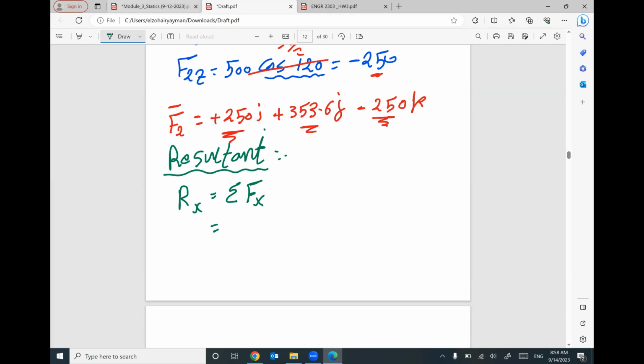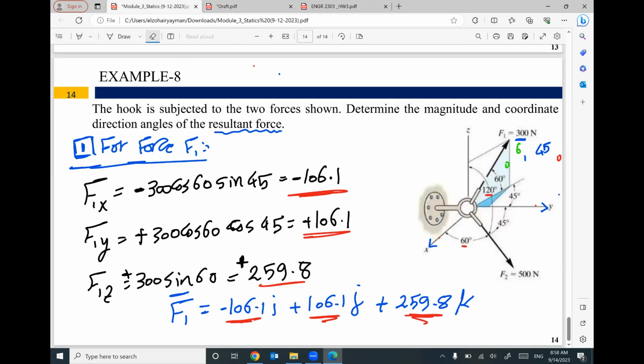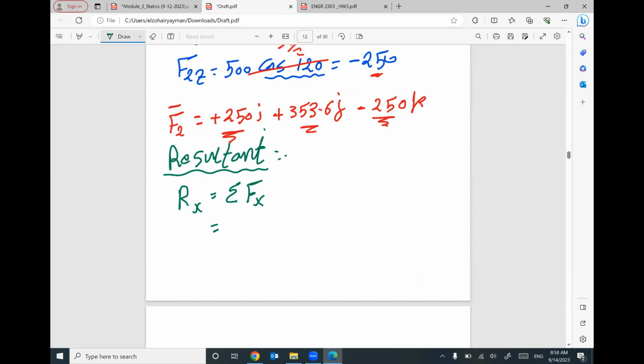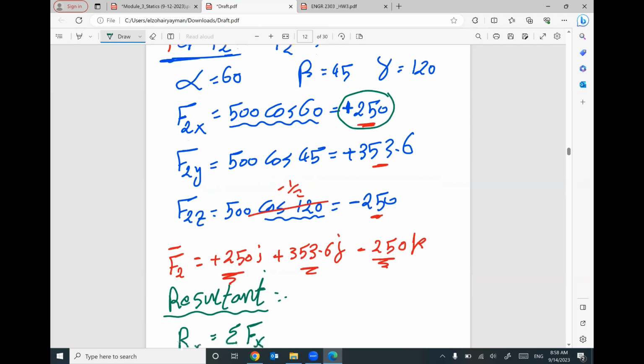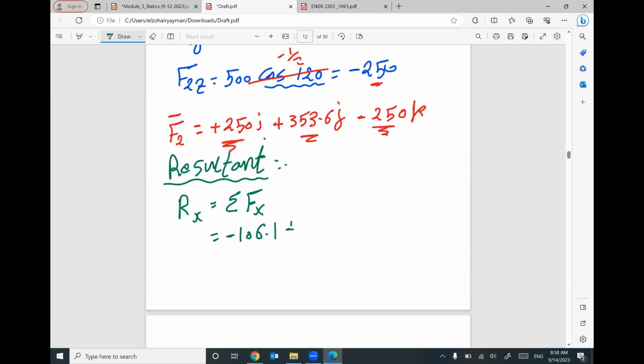Okay, let's go back to the force. The first one, we have this X component. How much? Negative 106.1. Let's go back to this force. We have X component positive 250. If you have more, go ahead and put all of the X components, but we have only two. So negative 106.1 plus 250, I got positive 143.9.